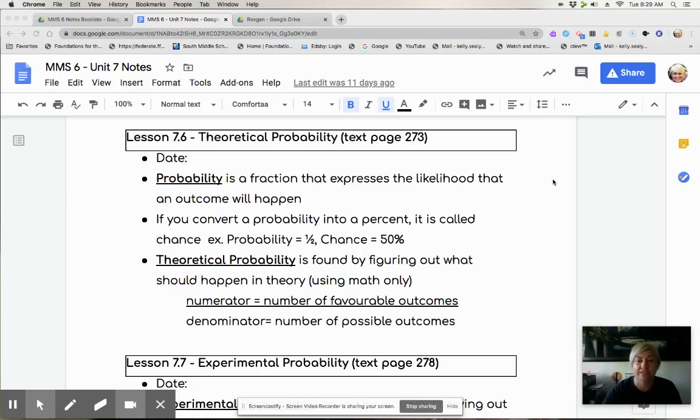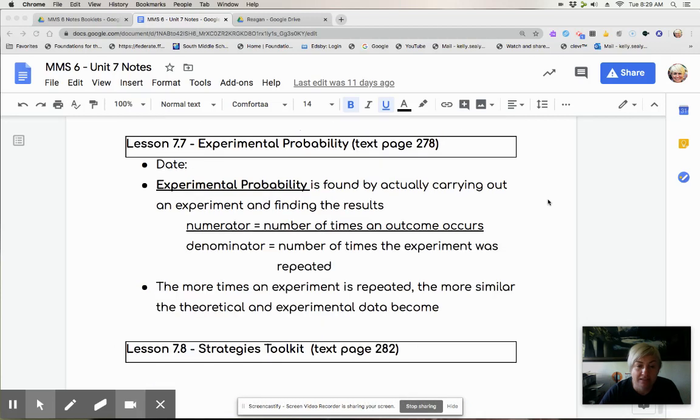Okay, moving on to experimental probability. Experimental probability is when you actually do the experiment. Instead of figuring out what the likelihood of rolling an even number is, you actually roll the dice and you count how many times you got an even number. So it's found by actually carrying out an experiment and finding the results. This time you put the number of times that you got the outcome you want on top, and underneath you put the number of times you actually rolled the dice.